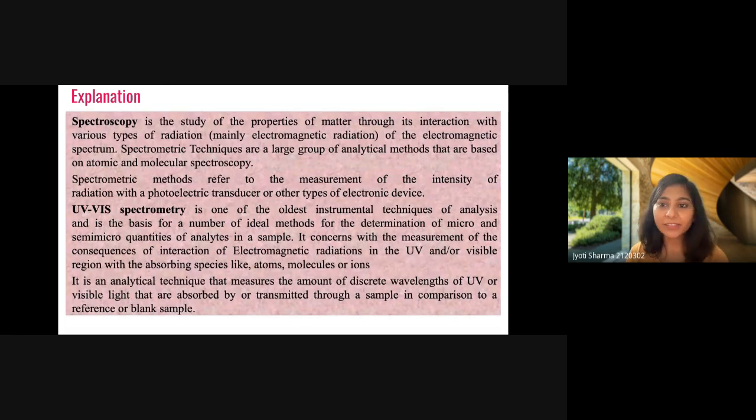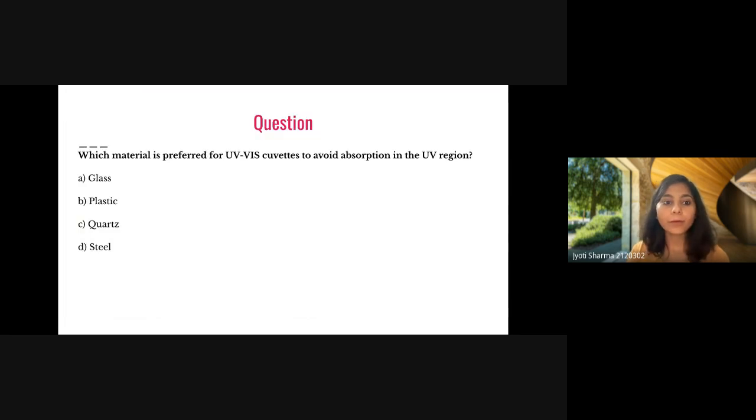I think you can read this later, but just one line I'm reading. Spectroscopy is the study of the property of matter through its interaction with various types of radiation. Okay, and for example, if we are taking ultraviolet radiation or visible, then this will be UV-VIS spectrometry, right? Okay. Which material is preferred for UV-VIS cuvette to avoid absorption in UV region? Glass, plastic, quartz, and steel.